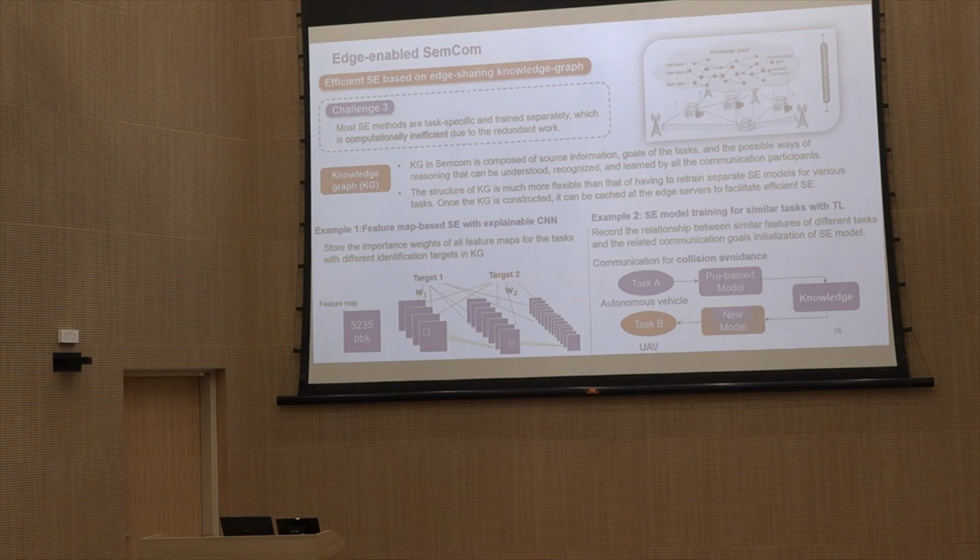Once the knowledge graph is constructed, it can be cached at the edge server to facilitate an efficient semantic extraction method. As the first example, we can use the feature map-based semantic extraction with an explainable convolutional neural network.